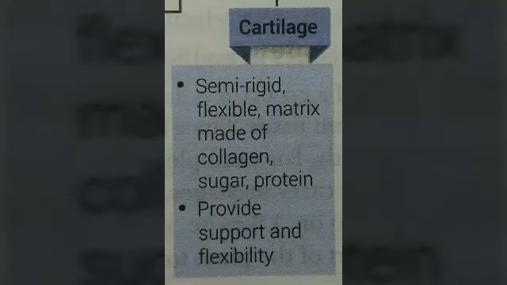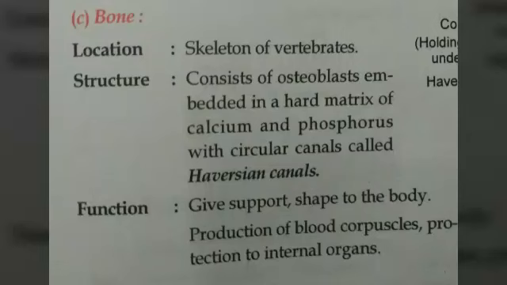The next connective tissue is cartilage. It is a semi-rigid flexible matrix made of collagen fibers, sugar and protein. It provides support and flexibility. It is less hard compared to bone.